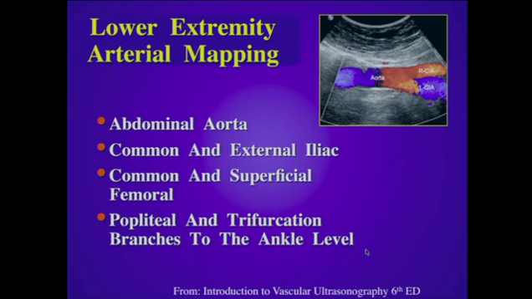So lower extremity arterial mapping again can be performed from the abdominal aorta, moving our way down the common and external iliac arteries, through the femoral bifurcation to include the superficial and deep femoral arteries, and of course through the lower extremity to evaluate the popliteal artery and trifurcation vessels to the level of the ankle.